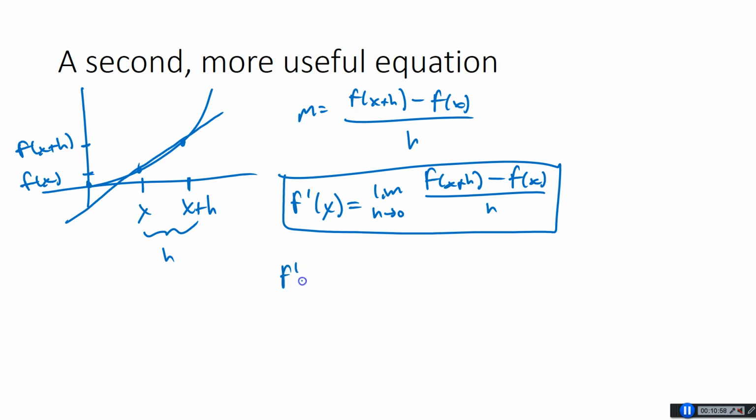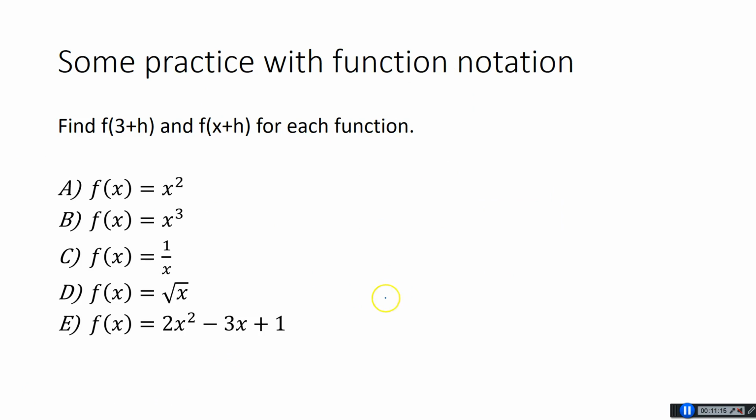So if you want to know the derivative at a specific point, f prime of a is the limit as h approaches 0 of f of a plus h minus f of a over h. We're going to do a lot of examples with this, where we're actually trying to find the slope of the tangent line at a specific point. Okay, so let's do some practice with notation.